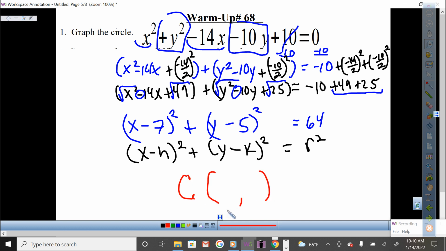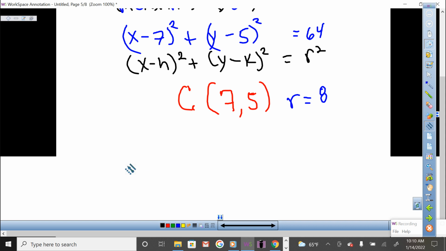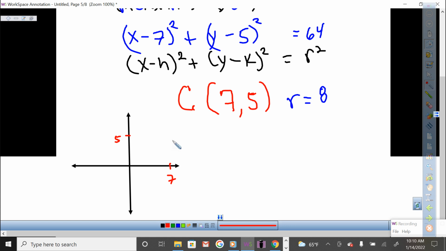Tell your neighbor the center of that circle. Yeah, 7 and 5, or h and k, or our vertex if you want to call it. And then the radius, since that's radius squared, we need to take the square root of that, which is 8. And then the rest is history. We graph that using the center. The center is at 7, 5, and then 8 steps in each direction.